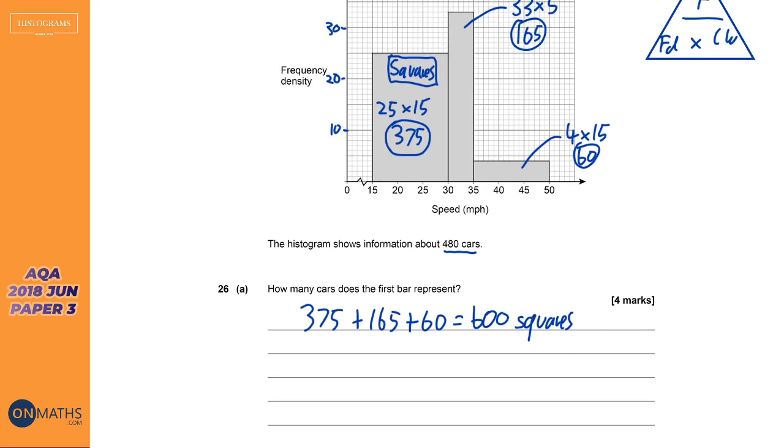Okay, so we know there's 600 squares in total, but we also know that there are 480 cars. So what we need to do is work out the amount of squares for each car, or the amount of cars for each square. So you've just got to work out which one you're finding out. So we're going to do the cars per small square, so called cars per square.